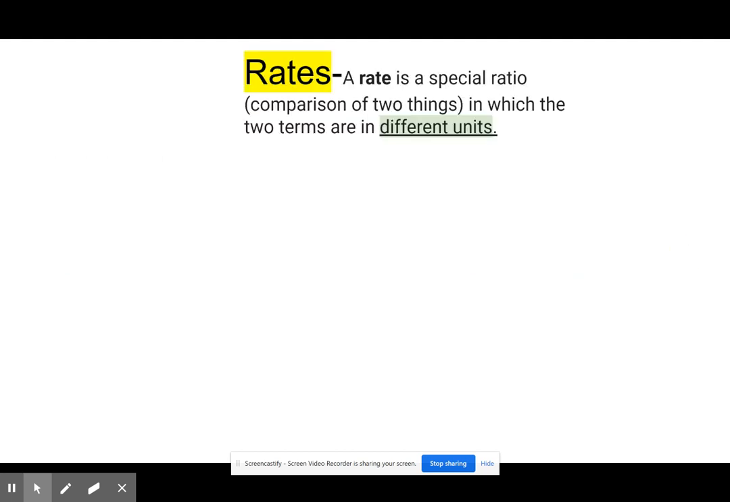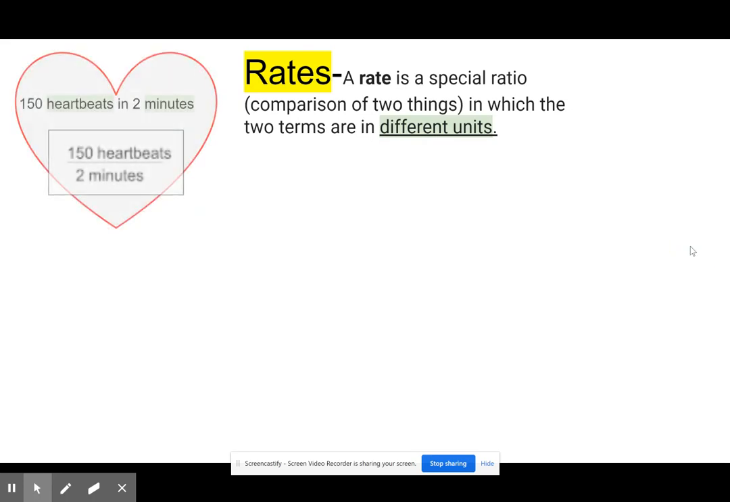So rates, a rate is a special ratio, and a ratio is a comparison of two numbers or two things in which the two terms are in different units. Let me show you. 150 heartbeats in 2 minutes. That's a rate because it's comparing two different things that have two different units, heartbeats and minutes.